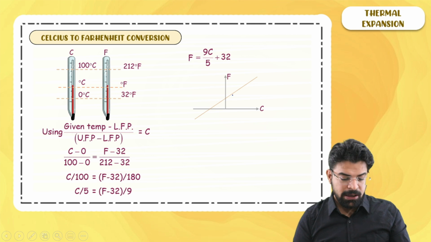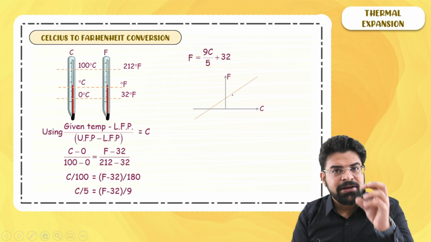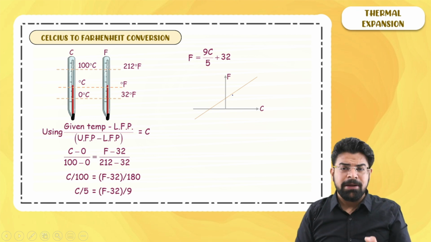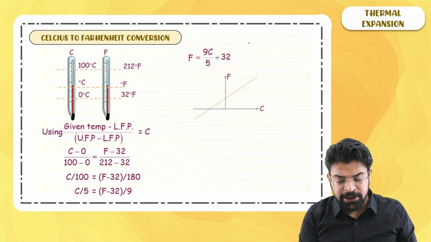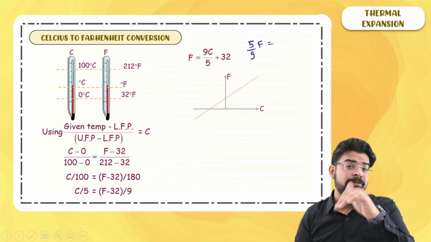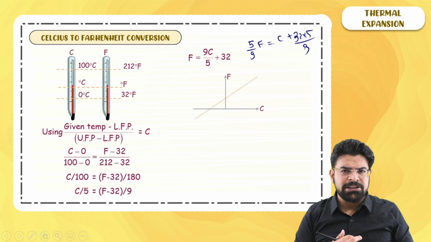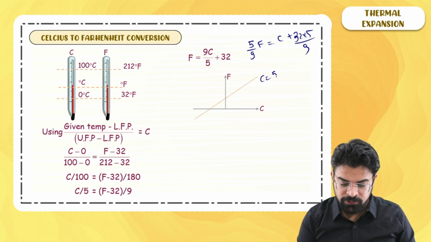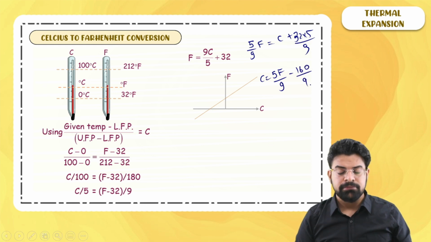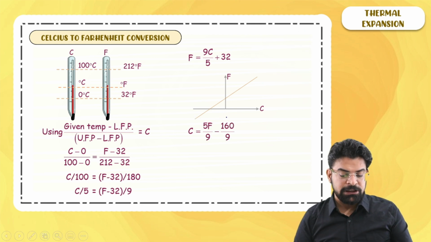Now you can even rewrite the same equation where you write centigrade in terms of Fahrenheit. So what to do? Multiply each term with 5 by 9. When you multiply each term with 5 by 9, you get 5 by 9 F equals 5 by 9 times 9 by 5, that becomes 1, C plus 32 into 5 by 9. Now 32 into 5 gives you 160. So you get C equals 5F by 9 minus 160 by 9. Okay. So you can write C as 5F by 9 minus 160 by 9.